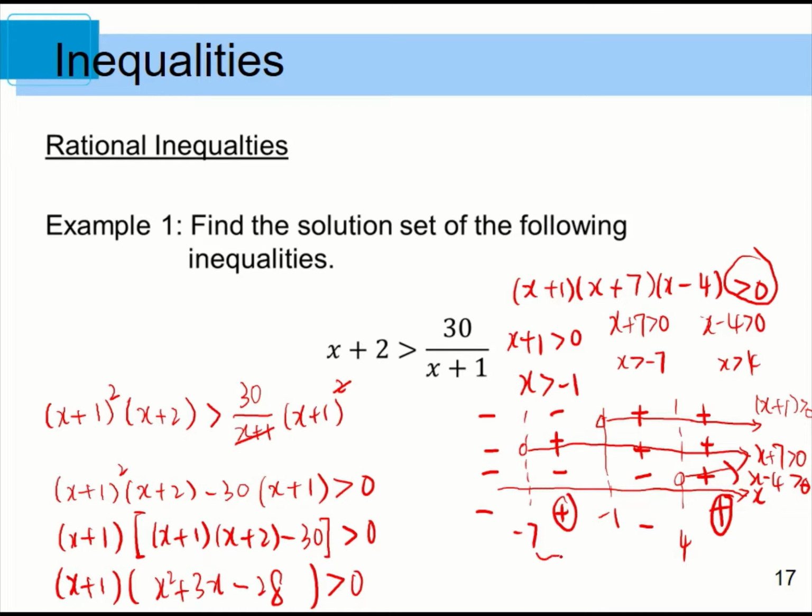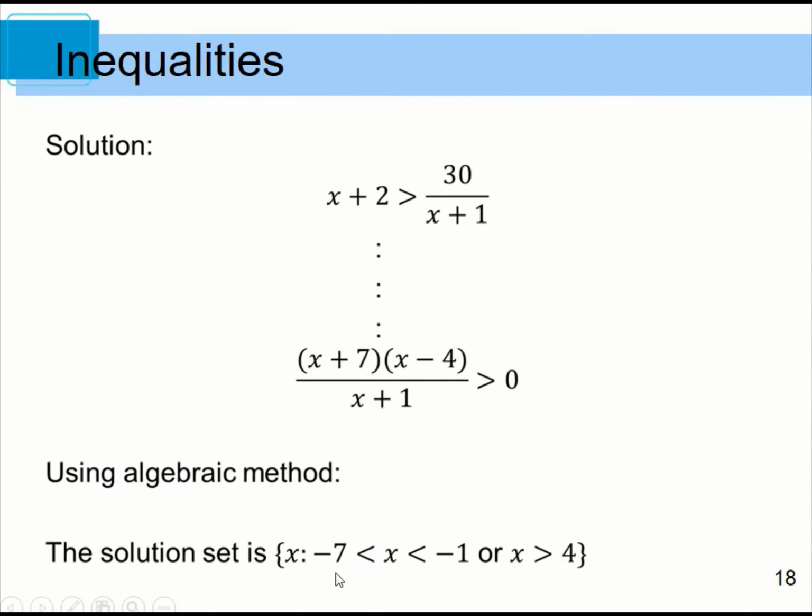For this area, x must be between -7 and -1. And for this area, x must be more than 4. Therefore, we have the solution. The solution set will be x is a real number, x must be between -7 and -1, and x must be more than 4. So you can see the solution set is exactly the same.